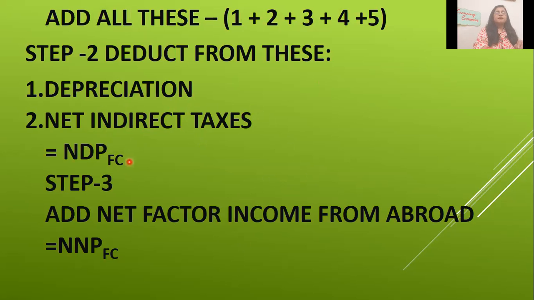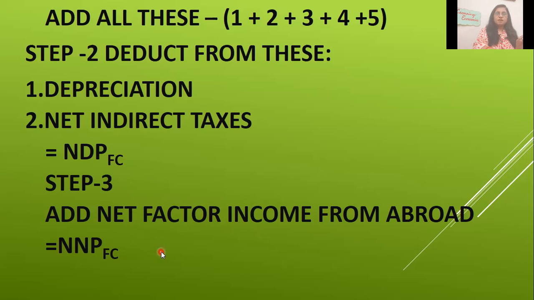When we do this, we get NDPFC, that is domestic income, net domestic product at factor cost. In step 3, we again add net factor income from abroad to NDPFC, and we get NNPFC, national income. That means we have 3 steps. In the first step, we add 5 components, which I had told you.